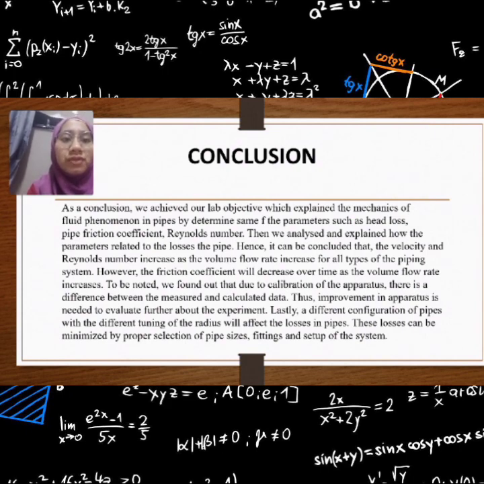To be noted, we found out that due to calibration of the apparatus, there is a difference between the measured and calculated data. Thus, improvement in the apparatus is needed to evaluate further about the experiment. Lastly, the different configuration of pipe with different turning radius will affect the loss in pipe. This loss can be minimized by proper selection of the pipe size, fitting, and setup of the system.